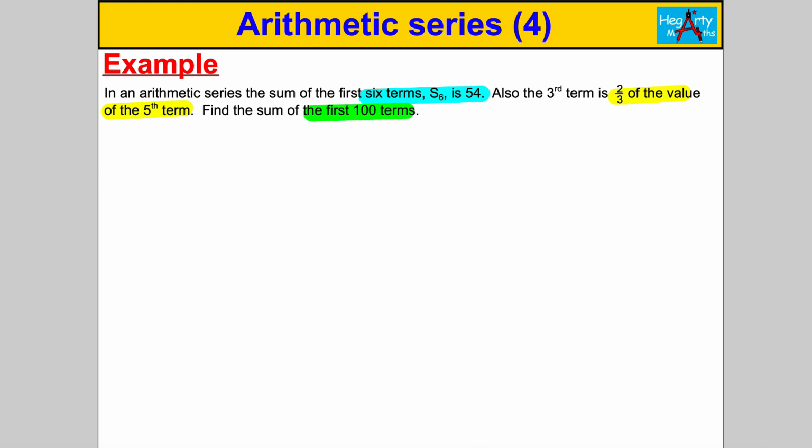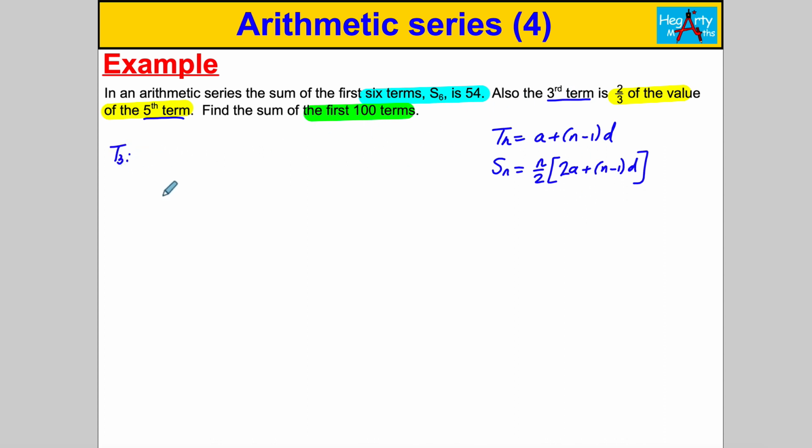We just have to be clear and do things in small steps. So let's just think what stuff we're going to deal with. We've got some information about the third term and the fifth term. Now we know that the nth term of an arithmetic series is a plus n subtract 1 multiplied by d. We also know the sum up to n terms is n over 2 times 2a plus n subtract 1 multiplied by d.